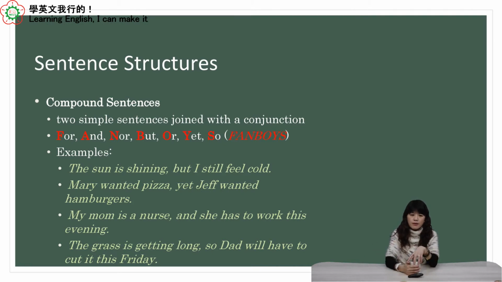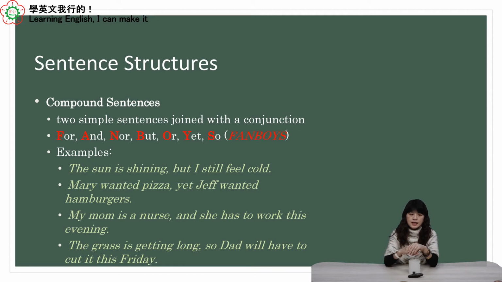The second one, Mary wanted pizza, yet Jeff wanted hamburgers. So again, you can see two simple sentences here. Mary wanted pizza, Jeff wanted hamburgers. So they want different things. And then you use yet, which has a similar meaning as but, to combine these two simple sentences.